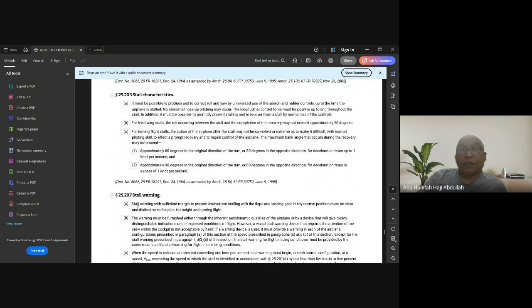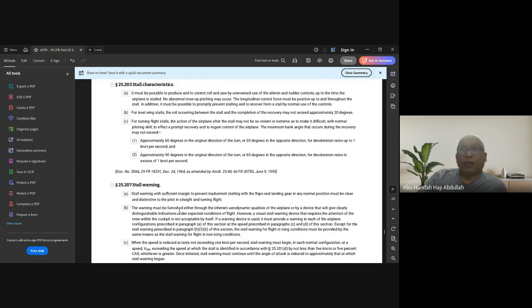Stall warning. Stall warning must have sufficient margin to prevent the stall. You must have warning. The warning must be clear and distinctive to the pilot in straight and turning flight. The warning must be furnished either through inherent aerodynamic qualities of the airplane, or by a device. So you can also have aerodynamic qualities, meaning that when you fly, you feel there's a stall, you know it's a stall. There's a sign the aircraft is stalling, or a device. Normally we take the device.